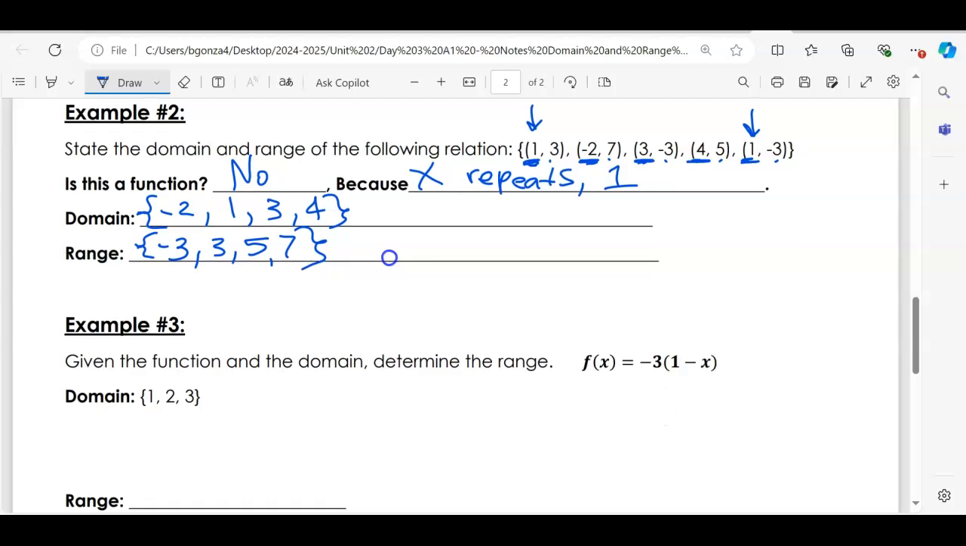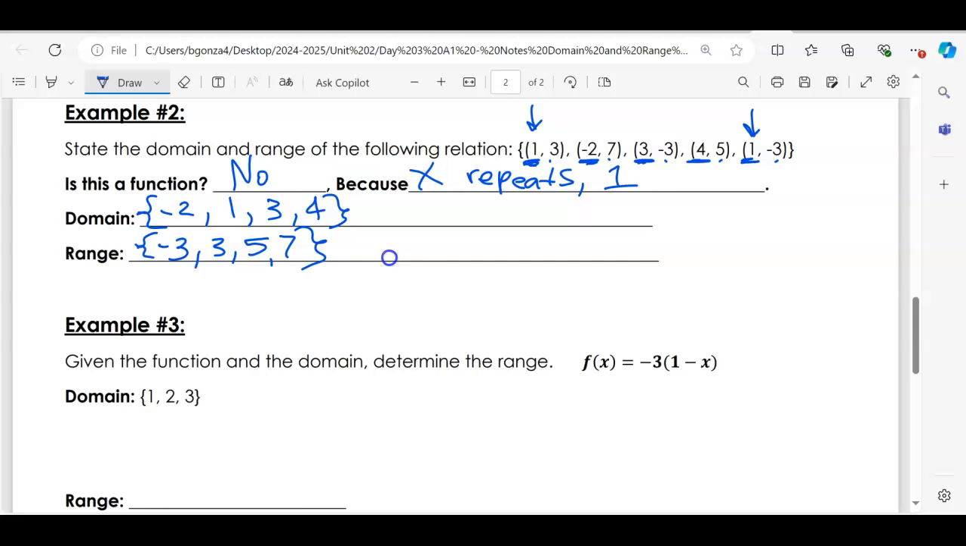Now this time we're given a function in function notation, the f parentheses x. We don't say f parentheses x. We don't say fx. We say f of x. That's the parentheses of. So f of x is equal to -3 parentheses 1 minus x, right? Okay. Now, we're given a domain of 1, 2, and 3. That's discrete. We want the range, which will also be discrete. So we're going to take this discrete domain, put it into that function, and we're going to end up with a range, a set of Y values.